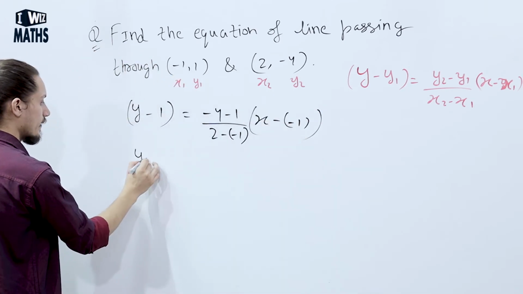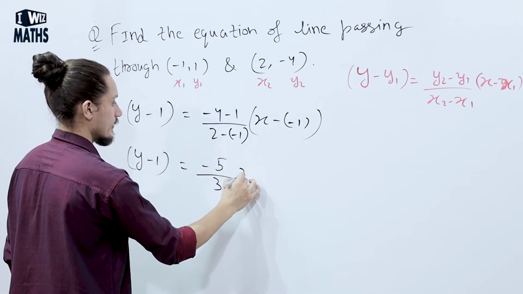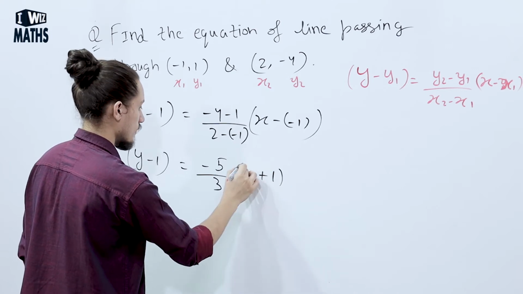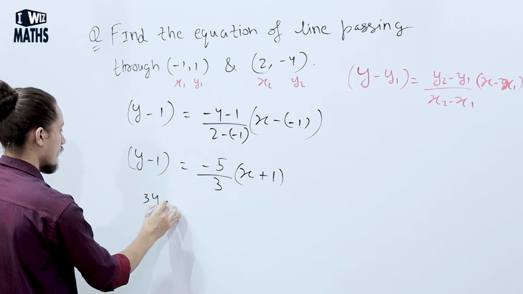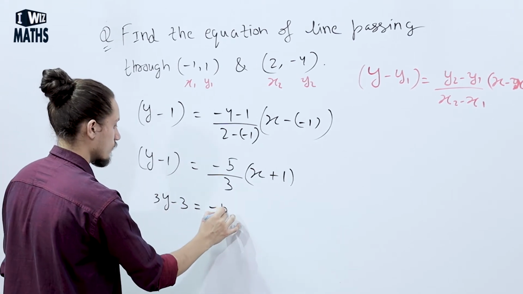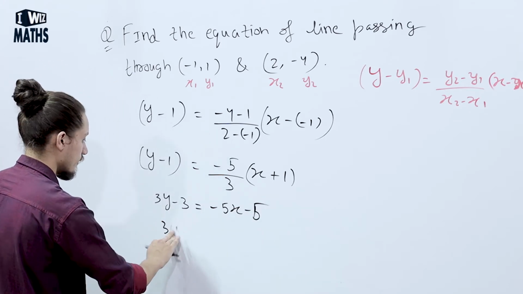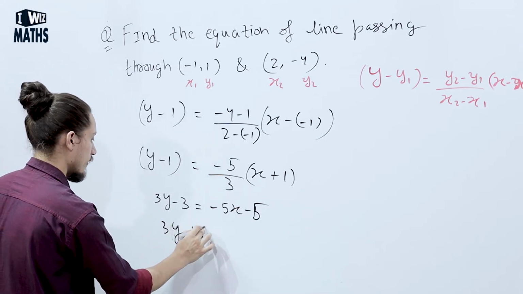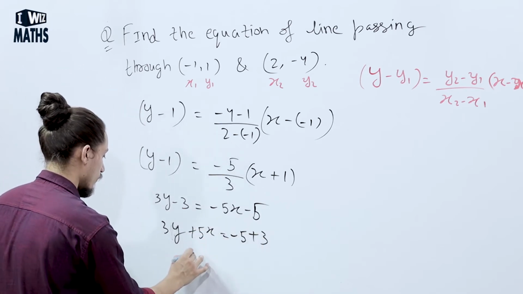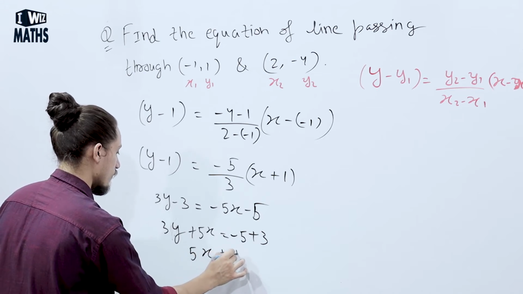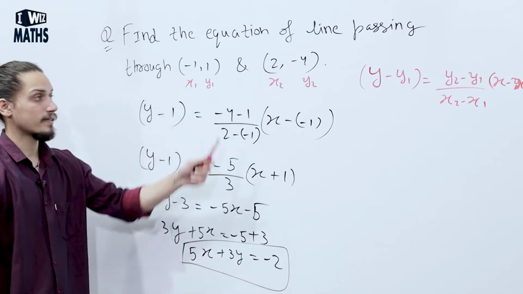So we get y minus 1 is equal to minus 5 upon 3 (x plus 1). Taking the 3 here, we get 3y minus 3 is equal to minus 5x minus 5, which implies 3y plus 5x is equal to minus 5 plus 3, or 5x plus 3y is equal to minus 2, which is the required equation of line in this case.